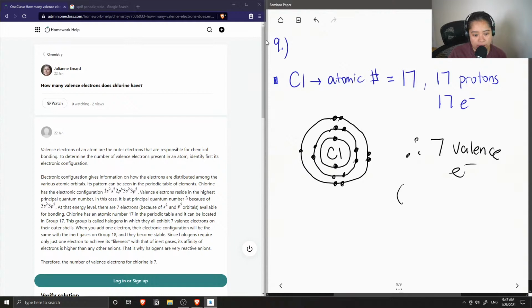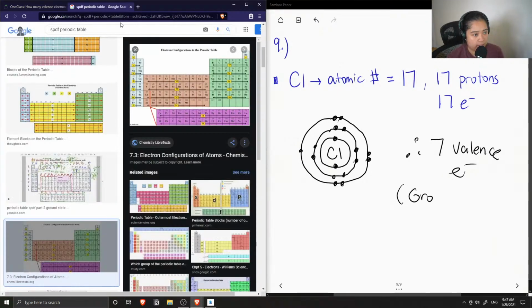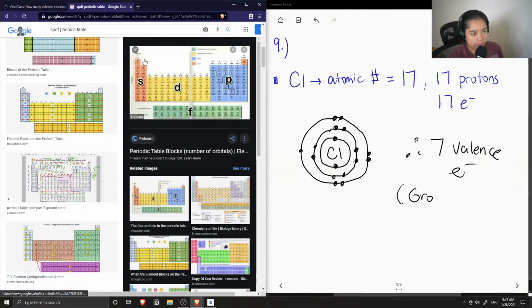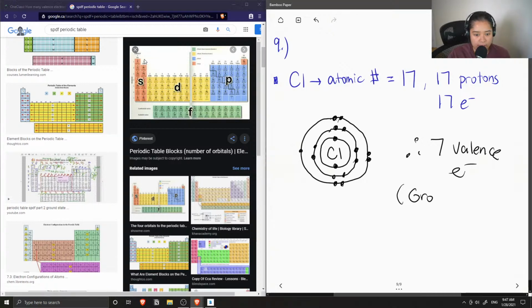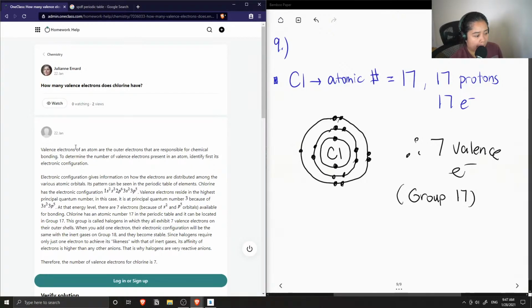And it's also in group 17 on the periodic table. And all of the elements in group 17 contain 7 valence electrons as well. So that's another way we can find it out.